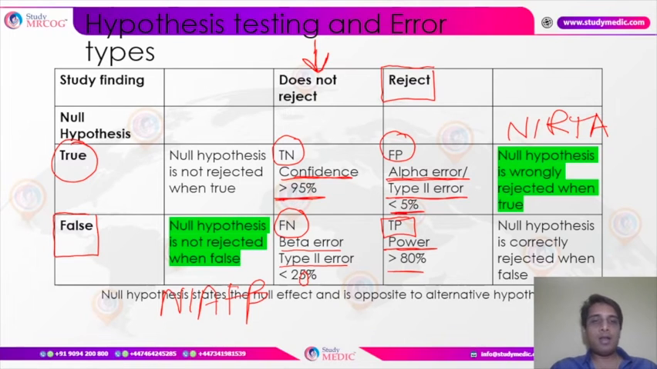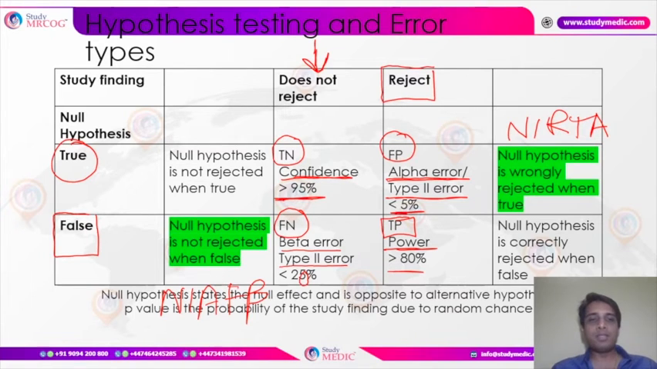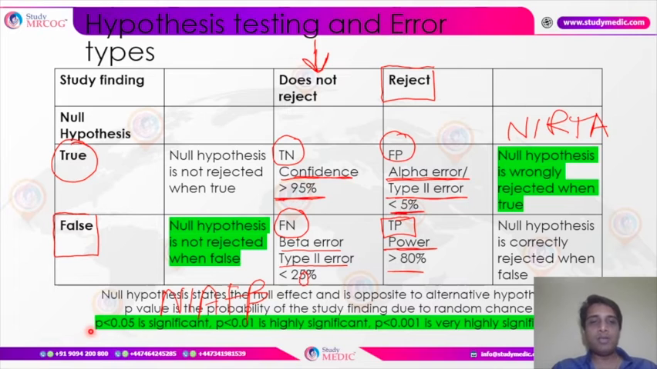So what is the null hypothesis? It states the null effect, opposite to the alternative hypothesis. What is the p-value? The p-value is the probability that the study finding is due to random chance. Now, if the p-value is less than 0.05, that means the probability that our study finding is due to chance is less than 5%. Then we conclude it as significant. Similarly, p less than 1% is highly significant, and p less than 0.1% is very highly significant. The p-value only tells us about statistical significance and not about clinical significance.